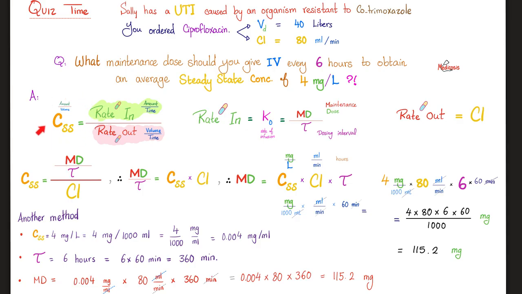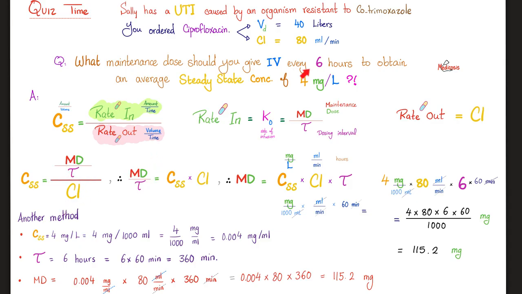You already know that steady state concentration is the rate going in over the rate coming out. So it's amount over time over volume over time, and therefore concentration is amount over volume. What's the rate in? It's the rate of infusion, which equals bioavailability times maintenance dose over the dosing interval. They didn't give us the bioavailability, so we'll just ignore it and assume it's 1 or 100%, and we will not enter it into the equation because I cannot enter a hypothetical number. So it's just maintenance dose over dosing interval. And what's the rate of the drug coming out of her body? That's the clearance. So steady state concentration is MD over tau over clearance.